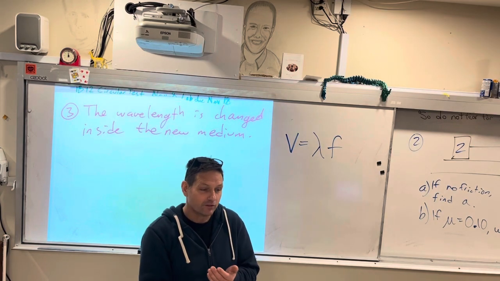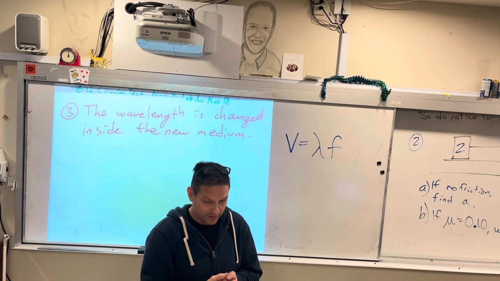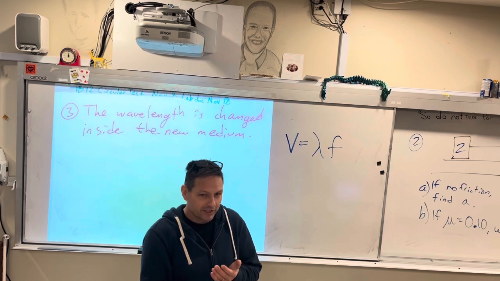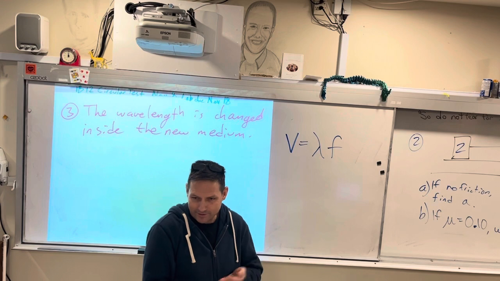If you're moving slower, that's right, it has to be a shorter wavelength. Because you're creating the same number of crests, but you're moving slower, so that crest is traveling a less distance before the next crest is formed. Does that make sense? Yep.